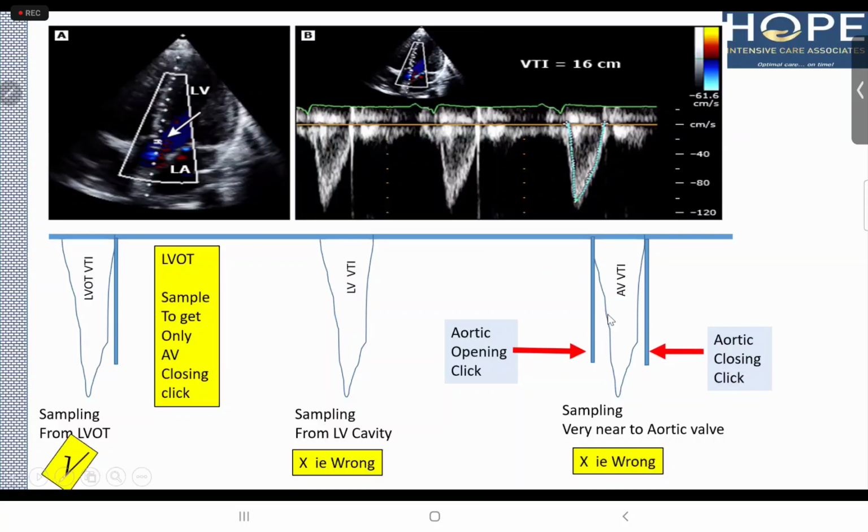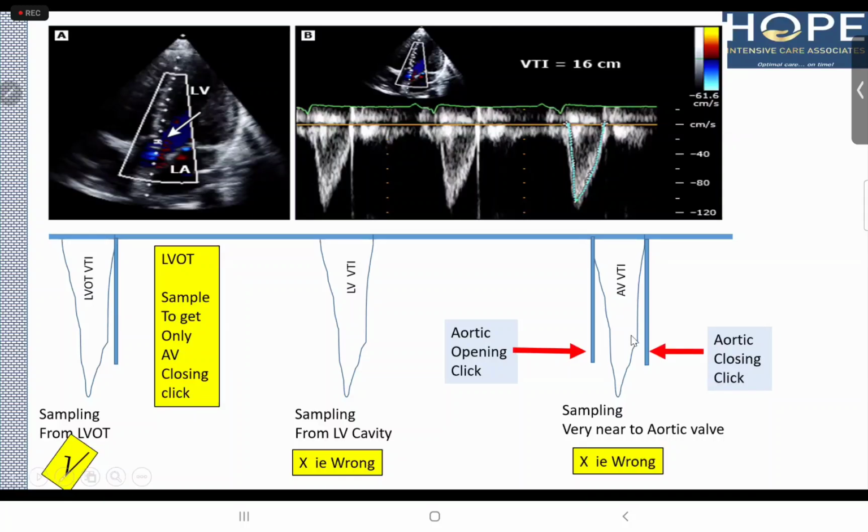So if you see two clicks, that means you are very near to the aortic valve. If you see no click, that means you are very much into the left ventricular cavity. And that's why the first one is the LVOT VTI envelope followed by one click. This is the way you should monitor and get the image, and every time you measure it, you need to get this image.